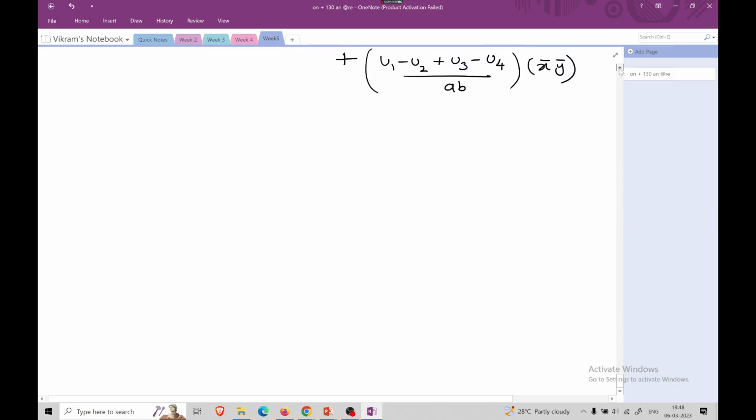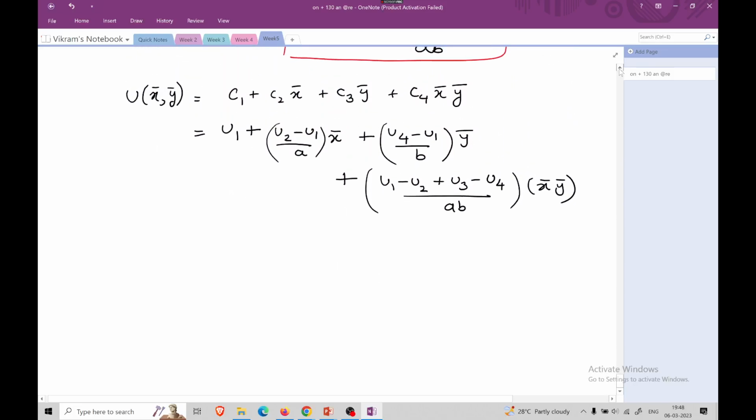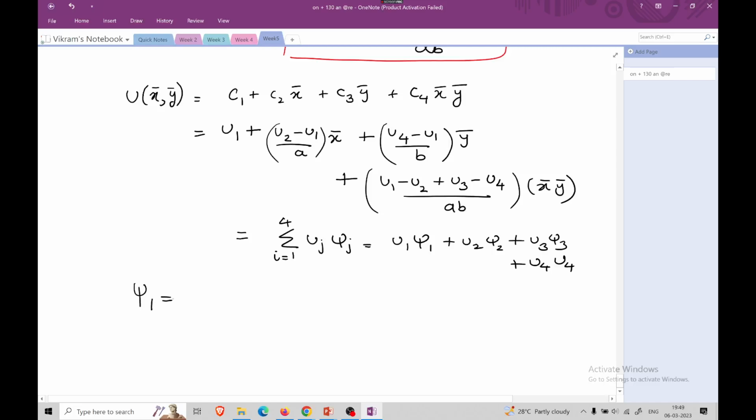So this is going to be summation of i equal to 1 to 4 uj psi j, which is u1 psi 1 plus u2 psi 2 plus u3 psi 3 plus u4 psi 4. So if I compare these two equations, whatever is the coefficient of u1 is going to be my psi 1. So what is psi 1?